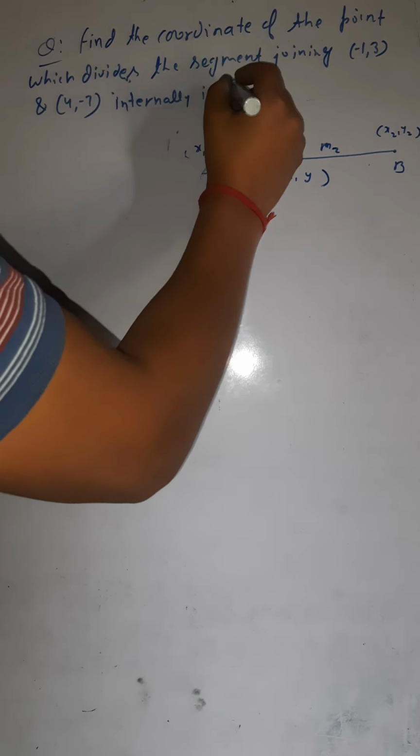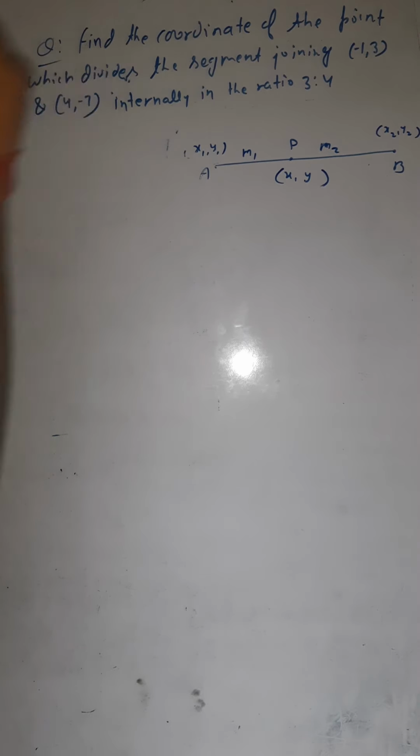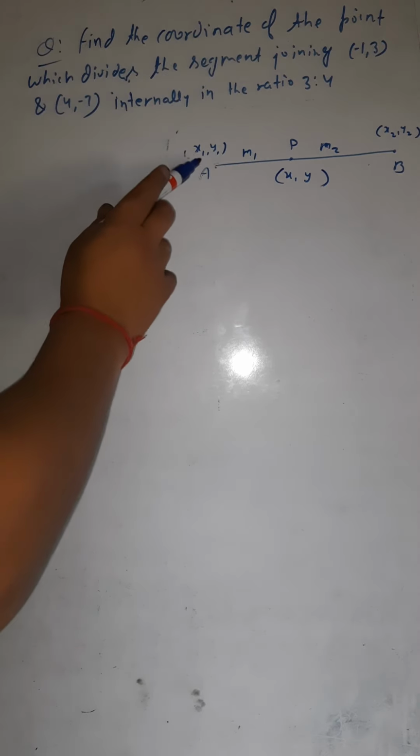In the ratio 3:4. Now listen here. You have 2 points. Find the coordinates of the point which divides the segment joining these 2 points internally in the ratio. Now these 2 points, x1 y1 and x2 y2, have been given here. So in place of x1 y1 there is -1 comma 3. In place of x2 y2 there is 4 comma -7.